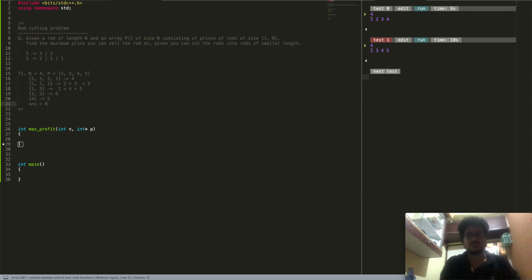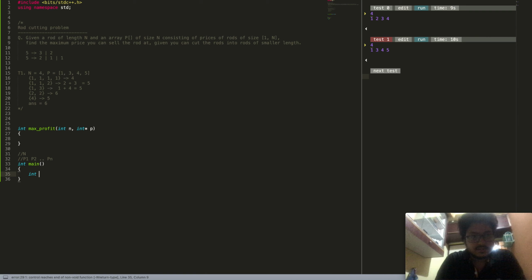So let's try to understand the code now. We will use this main function to actually take in the inputs and pass them as parameters to the max profit function to get the final answer. Let's say the first line of input contains an integer n and the second line of the input contains the price array, that is, p up to pn. So let's just take them in as input. First line of the input is an integer n, and the second line of the input is an array of size n.